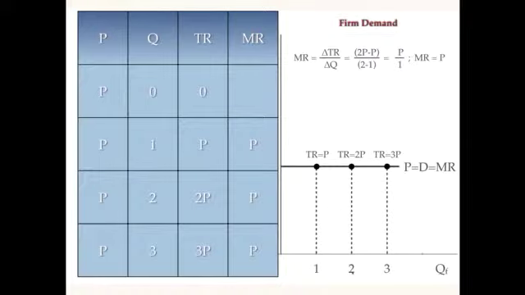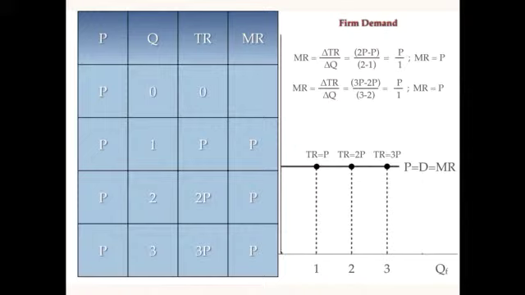Let's do the same thing when we move from an output of 2 to 3. So we have the same formula for marginal revenue. It's the change in total revenue divided by the change in Q. So now we're moving from an output of 2 to 3. So the total revenue is 3P. The change in total revenue is 3P minus 2P. And then the change in quantity is 3 minus 2. If we solve that out, we end up with P over 1 again. And that tells us that marginal revenue is equal to price.